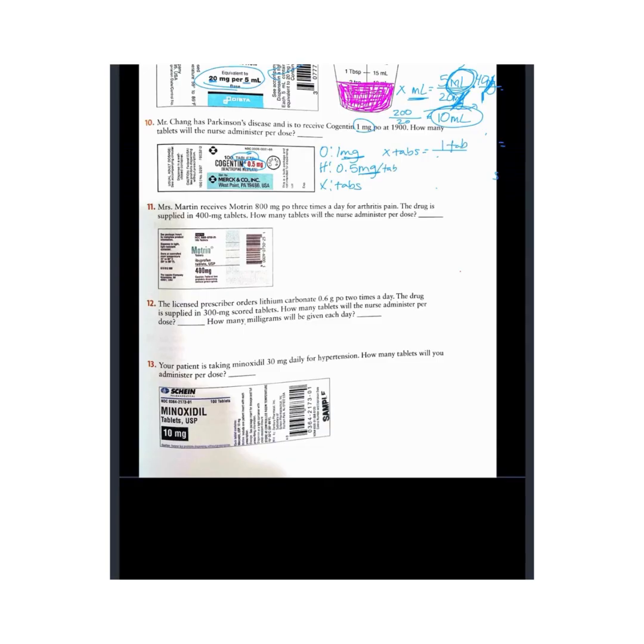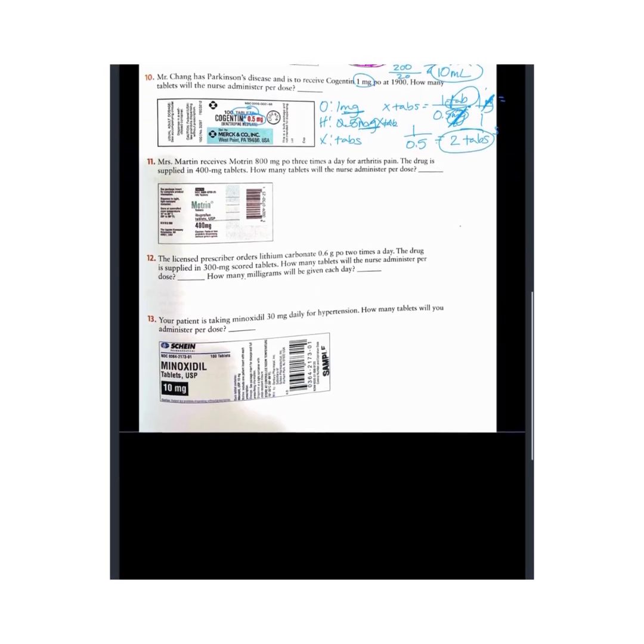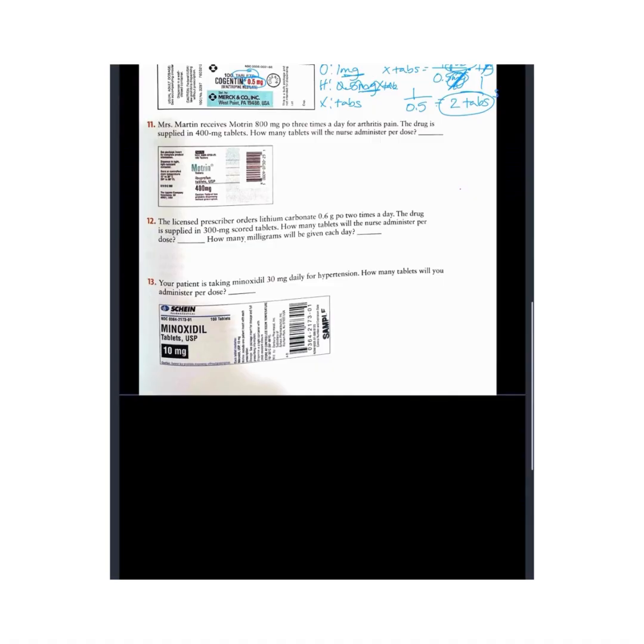1 tab equals 0.5 milligrams. I want to set this up the same. Use that. I only have 1 left. Not given anything else, so I'm just going to put that over 1. Then I have 1 over 0.5. I can cancel these out, so I'm only left with tabs. And that equals 2 tabs. Critically evaluate. That seems totally reasonable.